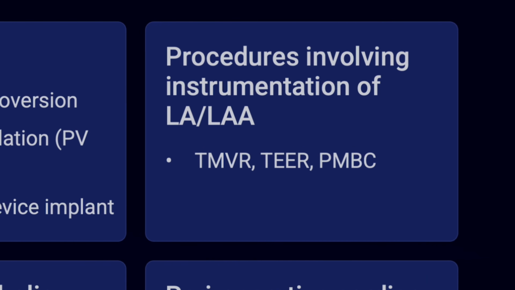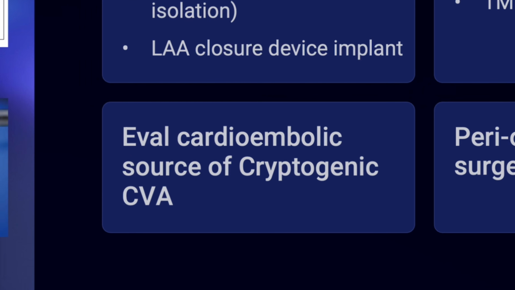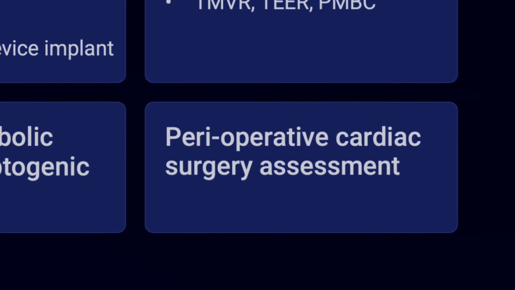Other procedures that could involve the left atrium or left atrial appendage, such as a transcatheter mitral valve replacement, a transcatheter edge-to-edge repair of the mitral valve, or a percutaneous mitral balloon commissurotomy. If you're evaluating cardioembolic sources of a cryptogenic stroke, you would want to look in the left atrial appendage. For your perioperative cardiac surgical TEE exam, this is part of your standard assessment.